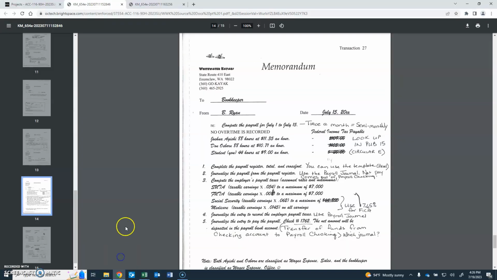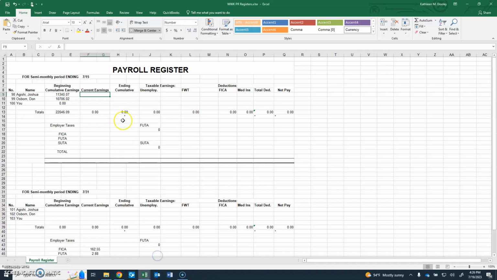Okay, so now we're going to calculate out their current earnings, which is the gross wages. And when I take a look at that, Joshua is 88 hours at $11.35 an hour. So if I multiply that out, that's $998.80. Okay, and the ending cumulative is how much gross wages is there from January 1st until right after this paycheck.